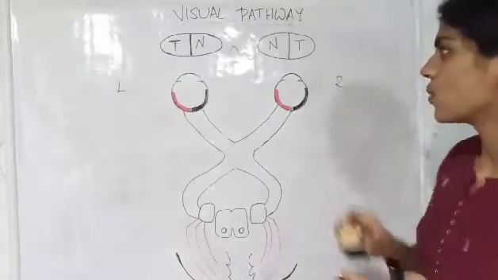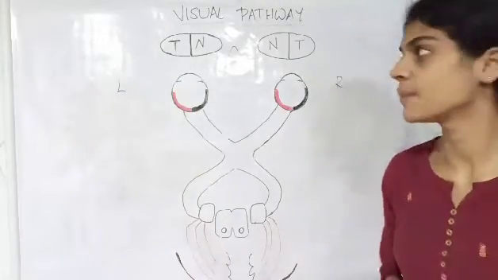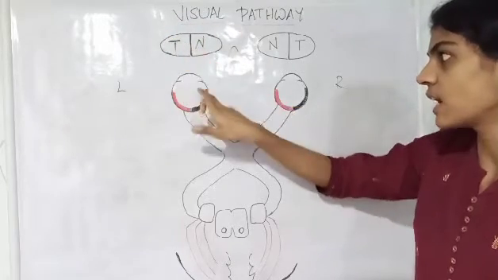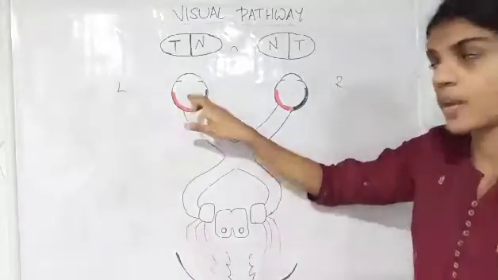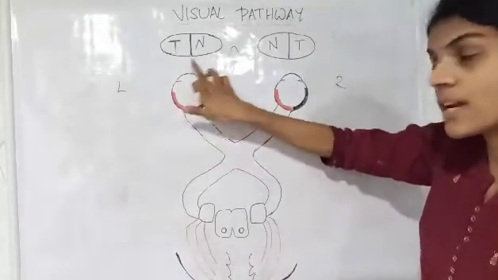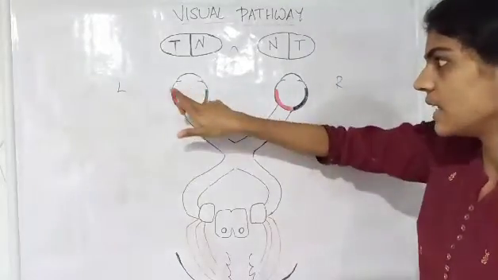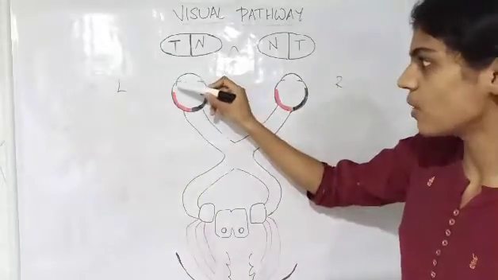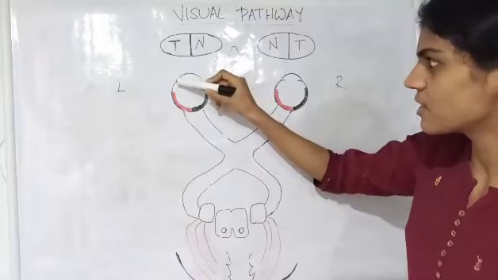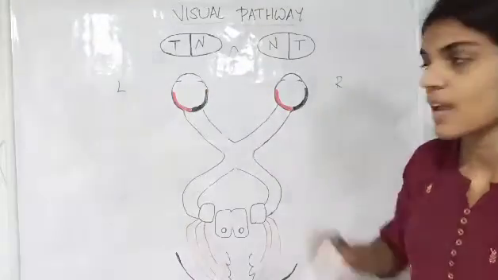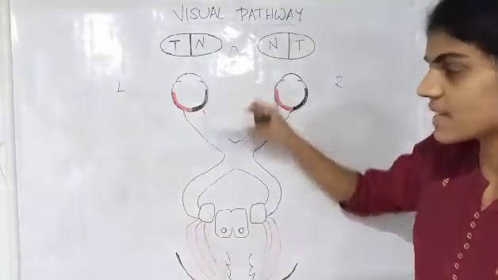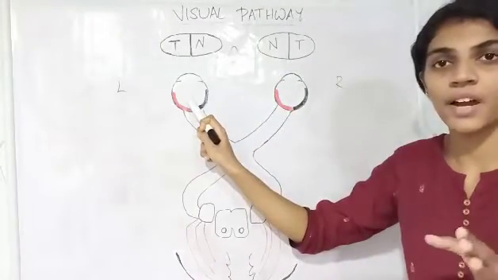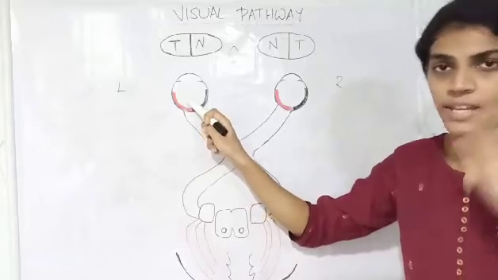Now what you are going to see is how the light rays from the visual field fall on your retina. This is the left eyeball, this is the right eyeball. In this eyeball, this is the sclera, this bulged area is the cornea, and the inner part is the retina. This retina we can also divide into two parts, temporal and nasal.